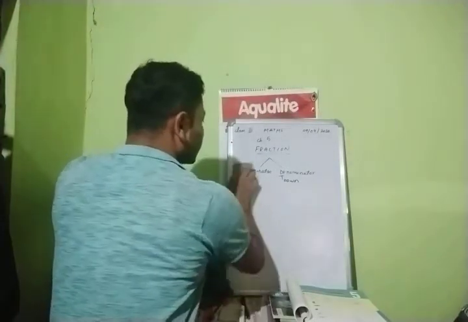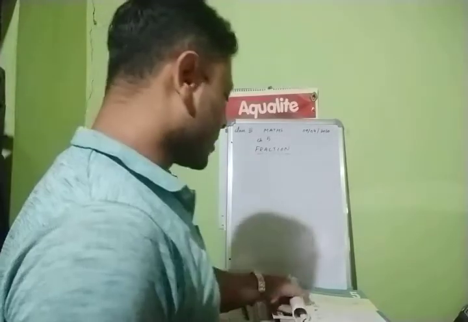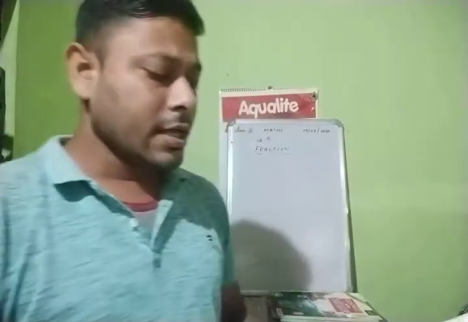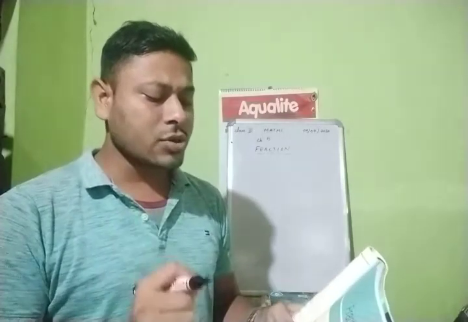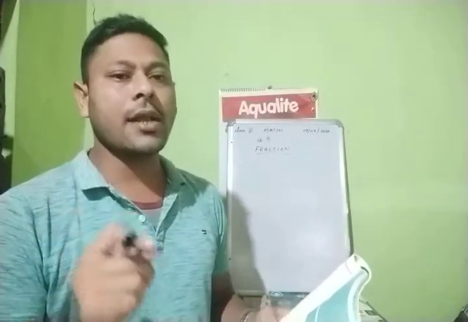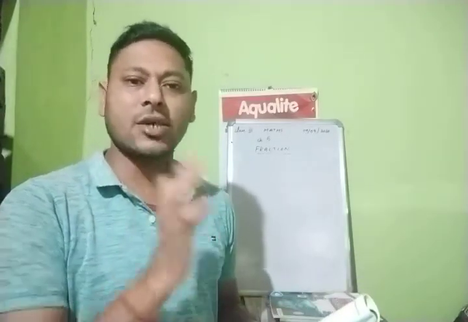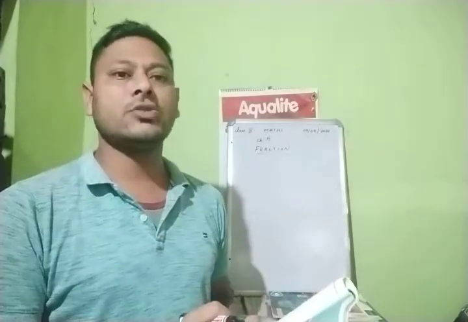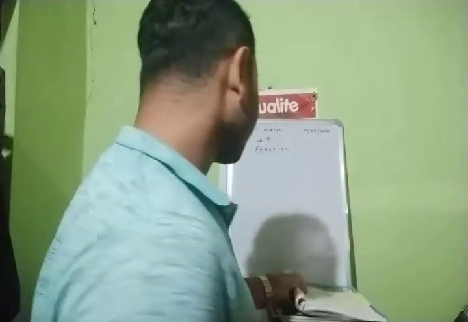Let us start our chapter. First of all, question number 1, page number 71, we have revision questions. Question number 1: put a tick mark for the boxes with equal parts and X mark for the boxes with unequal parts. We have to check whether the parts are equal or not. If it is equal, we will give a tick mark. If it is not equal, we will give a cross mark. Right? Let us do it.